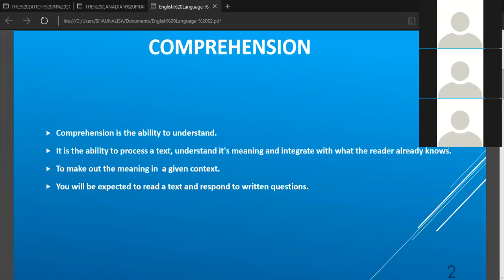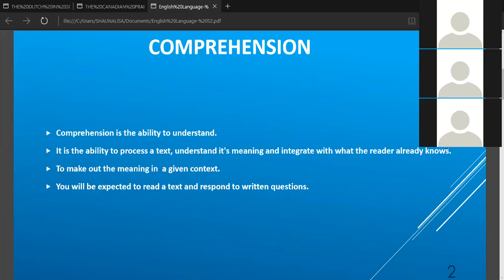Next is that you'll be expected to read a text and respond to written questions. You're supposed to give your written responses or written answers. So we don't only read to enjoy and to understand, but also to understand and give the right answers expected by the person who has given you the questions.